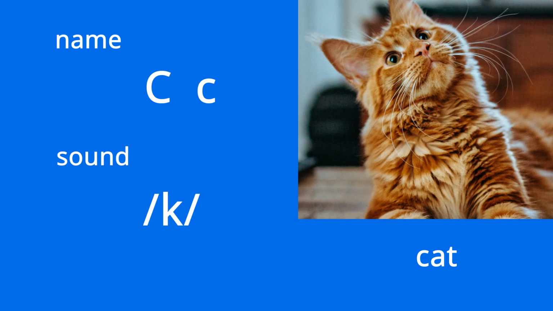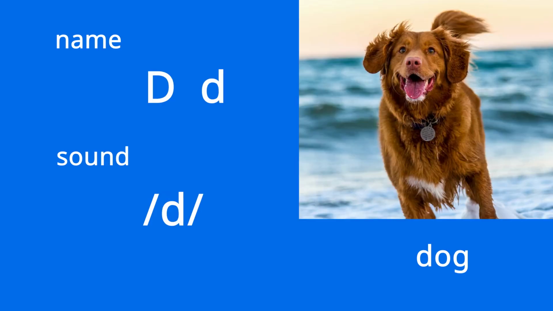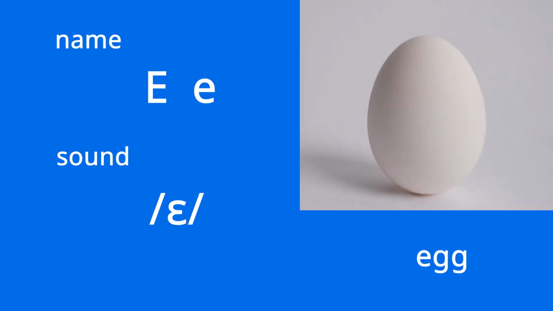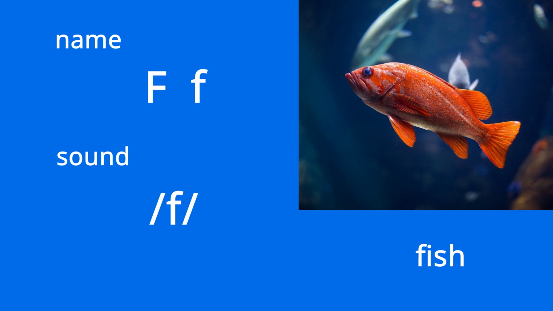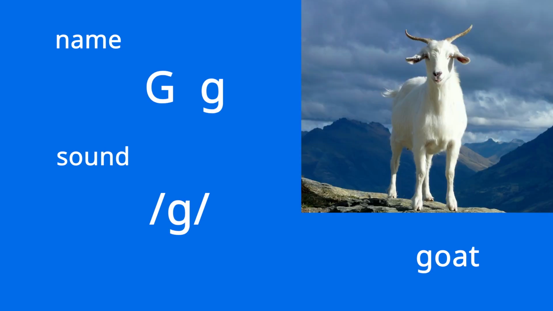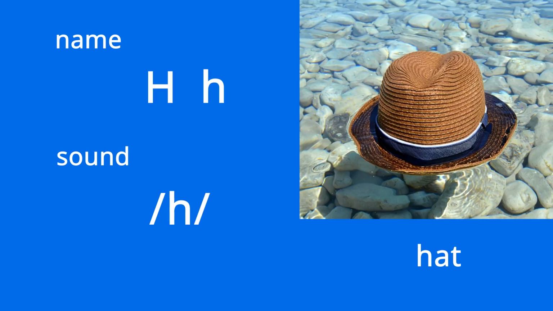C sounds like K, as in cat. D sounds like D, as in dog. E sounds like E, as in egg. F sounds like F, as in fish. G sounds like G, as in goat. H sounds like H, as in hat.